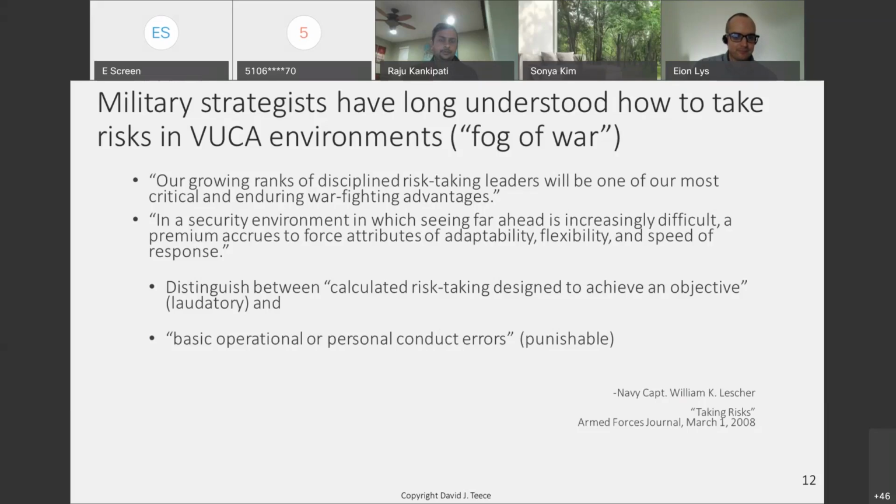So we're not saying here that all risk-taking is good. And this is a hard thing. And the military is teaching us what the difference is. It's okay to fail if it's because you took a calculated risk designed to achieve an objective. That failure is okay. But if you made basic operational or personal conduct errors, that's not okay. That's punishable. And these are very important distinctions. I haven't seen them in any business school textbook.